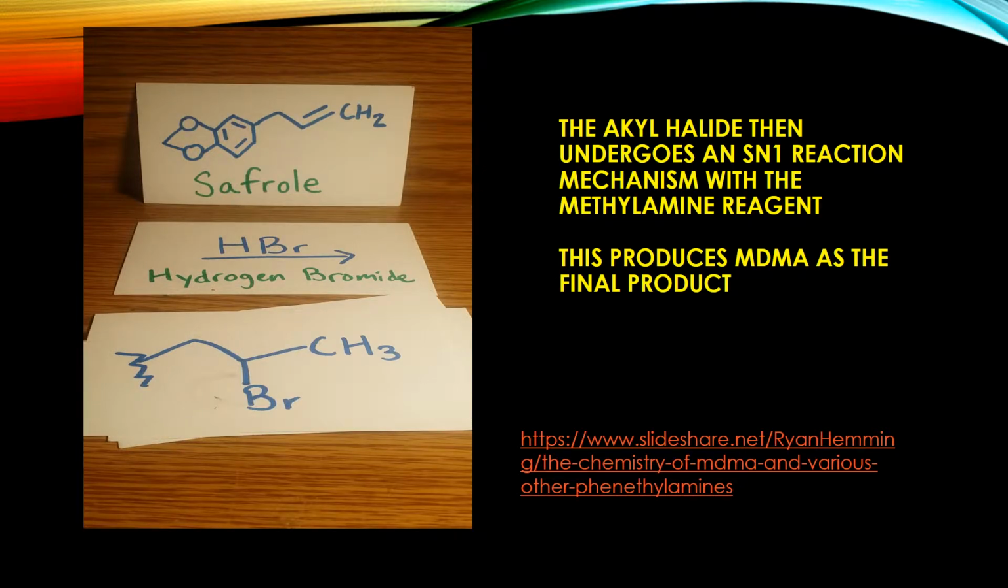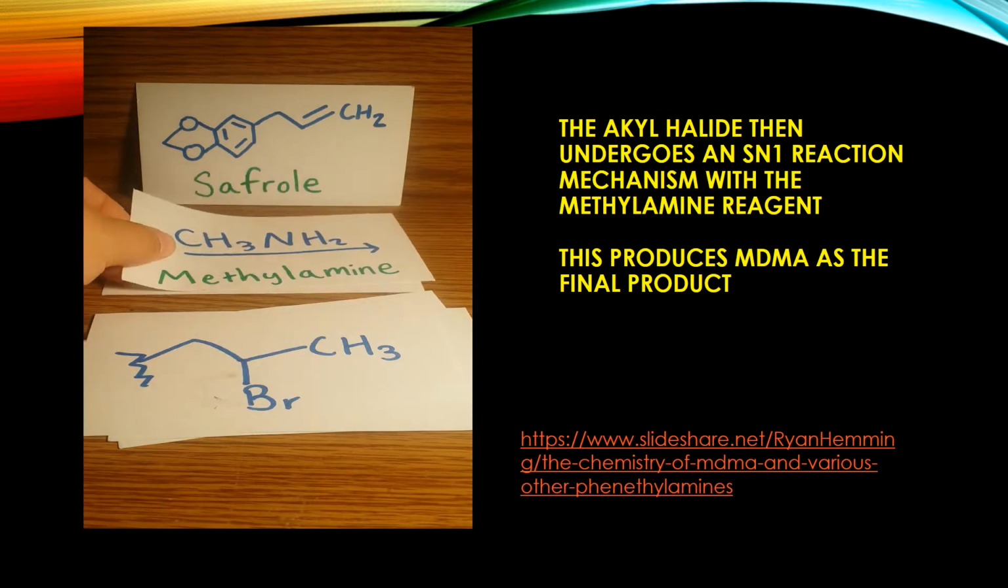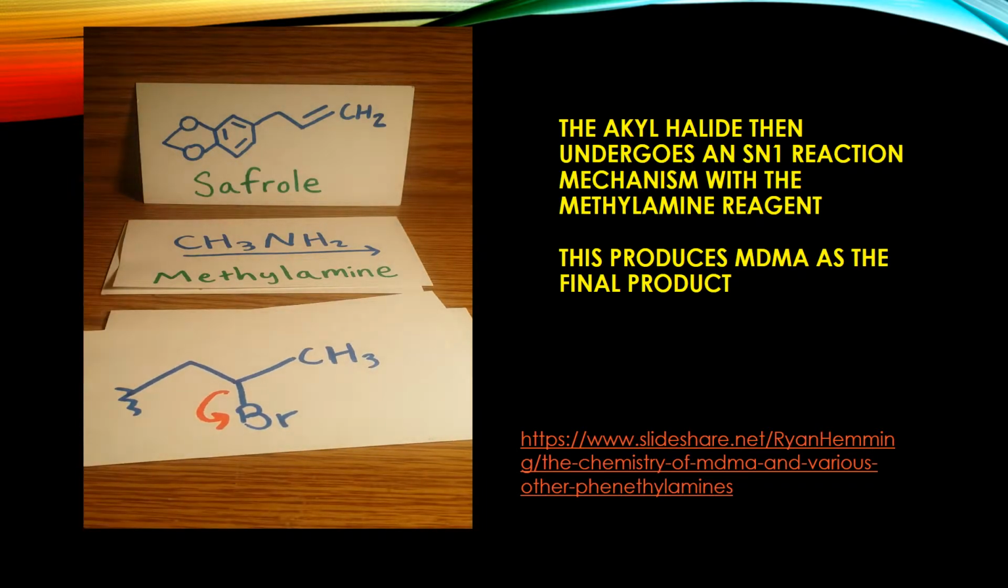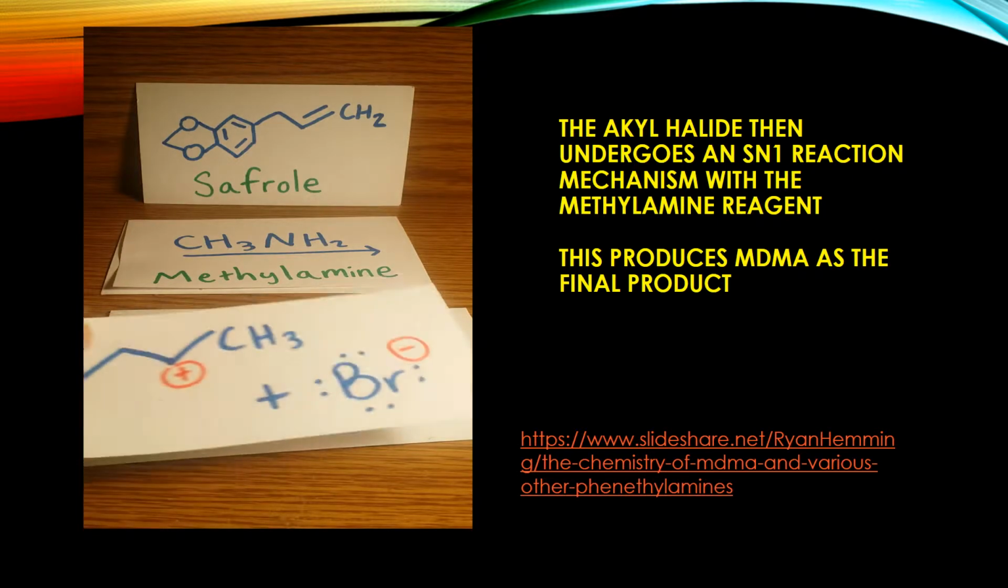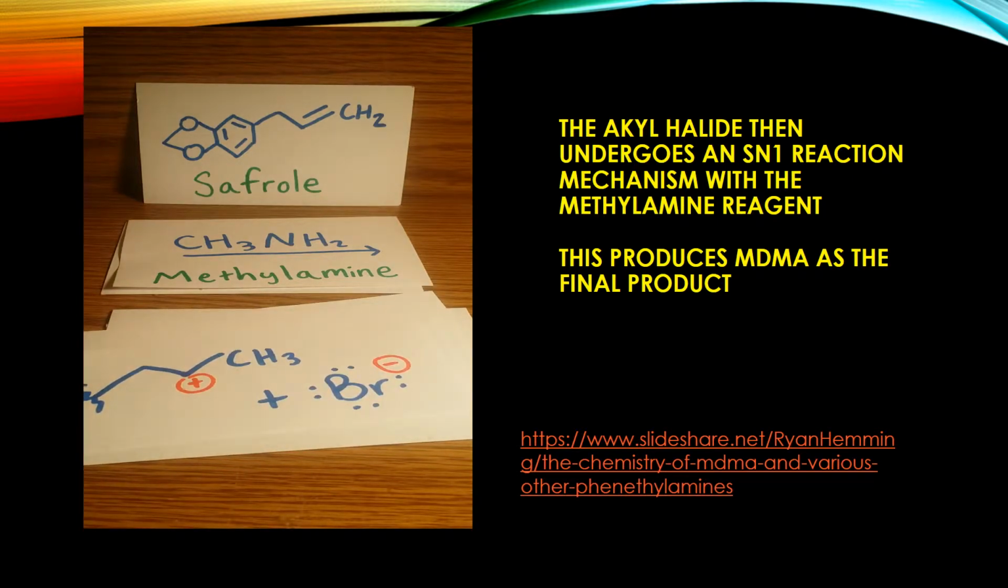This next step is an SN1 reaction mechanism involving methylamine. Currently, the alkyl halide is sitting in a solution as a neutral molecule. This reaction starts off when bromine grabs the electrons that connected it to the carbon chain and breaks away from the carbon atom. Our carbon used to have 4 bonds and now has only 3, leaving it deficient and giving it a formal charge of +1.